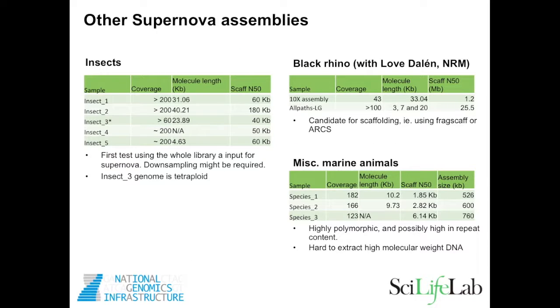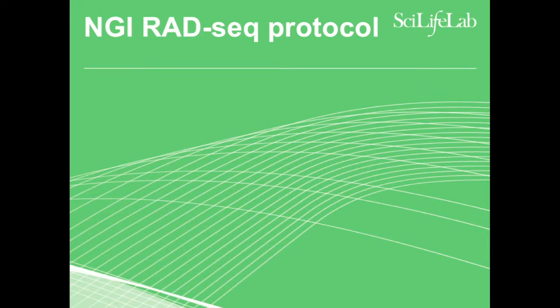Some more early results from our sequencing. These are genomes that fall well outside the recommended inputs for Supernova, but we have run it anyway: insects, a few marine animals, and so on. I will not talk too much about this. So moving on.